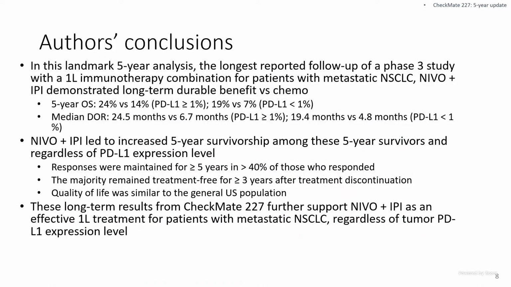So at 5-year analysis, this is the longest reported phase 3 study of first-line IO combination, where Nivo plus EP has shown a durable benefit when compared with chemo. At 5 years, it is 24% versus 14% for PDL1 more than or equal to 1%, and 19% versus 7% for PDL1 less than 1%. And median duration of response is significantly high, as we expect with immunotherapy, because the patients who respond continue to respond. And they have done a specific analysis for 5-year survivor patients.